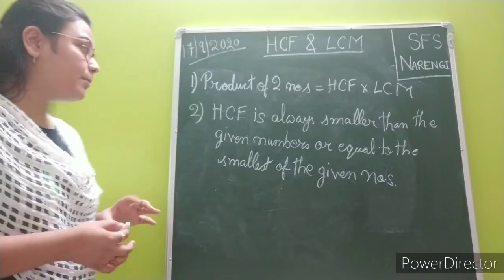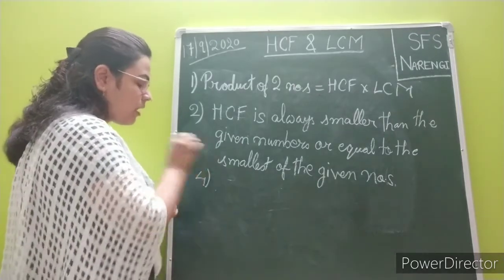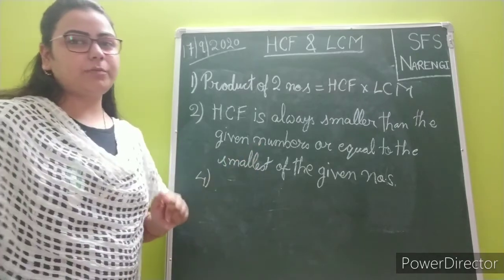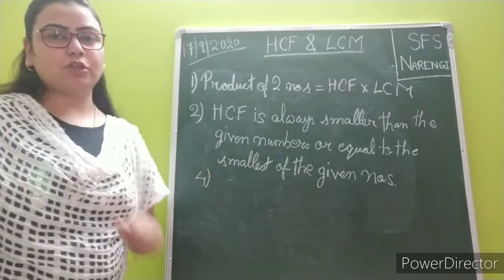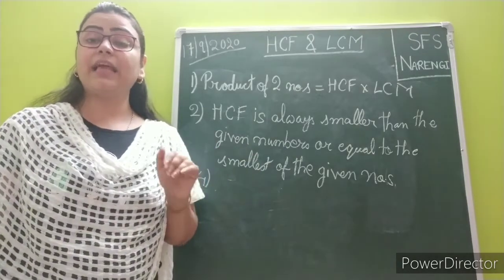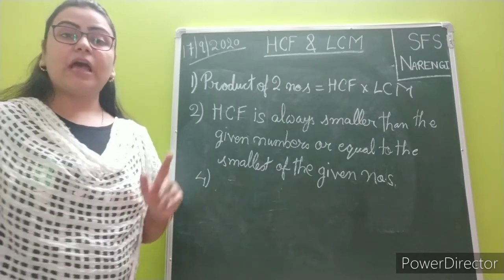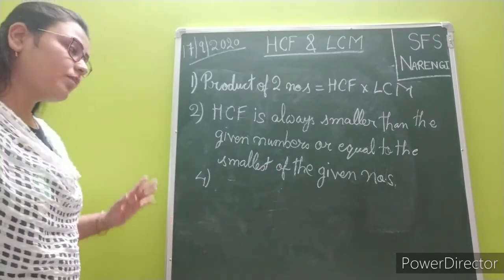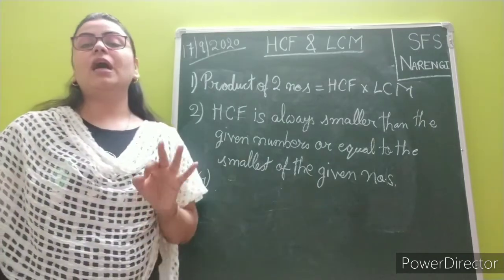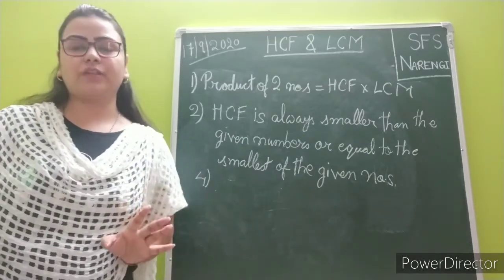And point number 4, I'm not writing point number 3, that's quite long. I'll give it in the notes. So, point number 4 is that the HCF will always divide the LCM of the given numbers. The HCF will exactly divide the LCM. So the HCF becomes a factor of the LCM.